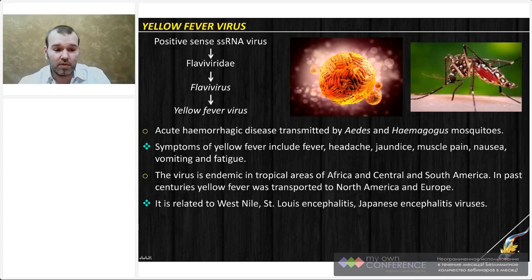Some decades ago, and maybe even a few centuries ago, from the 17th till the 19th centuries, the disease was transported by tourists and migrants to North America and some European countries. So accidental cases of the disease are still registered, and of course your country is suitable, one of the most suitable for that virus, so you should be familiar with the disease as well. The virus by structure is related to West Nile virus, St. Louis encephalitis, and Japanese encephalitis viruses, and by common properties they are very similar.